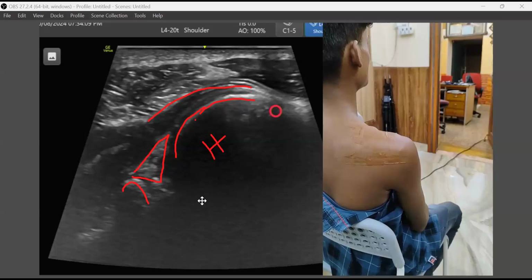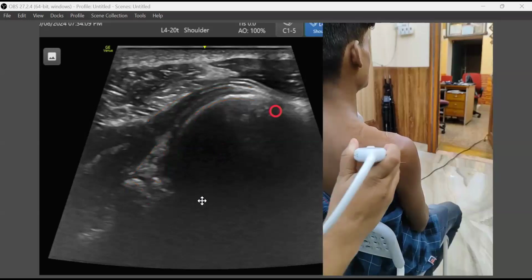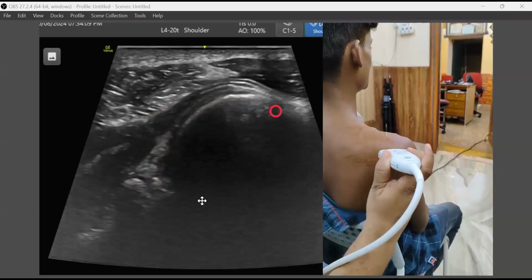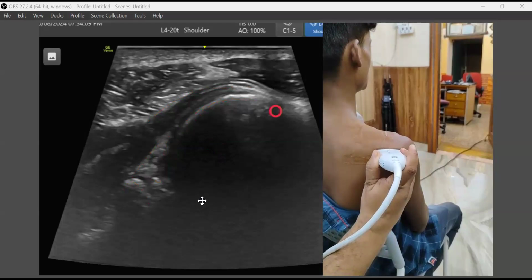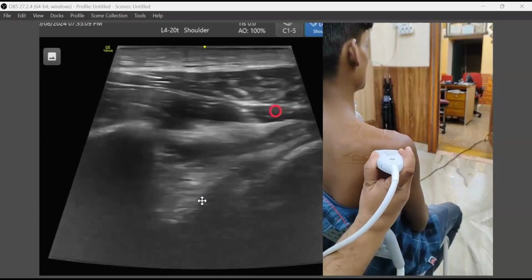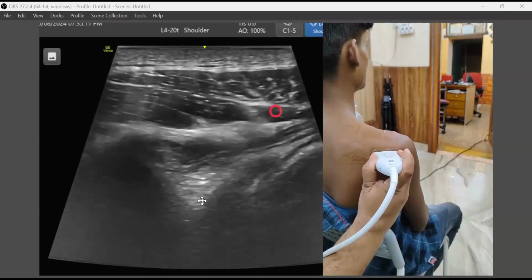So let us clear and go medially. So it's a big area, cleanly seen, and sometimes if the patient is very fatty, getting this type of beautiful picture is not always possible. So you learn what is ideal and then go for what is practical and what is possible.